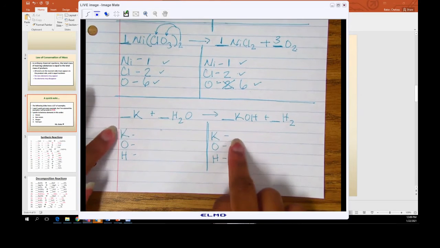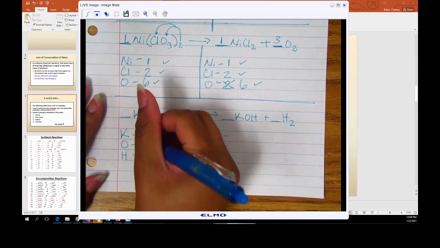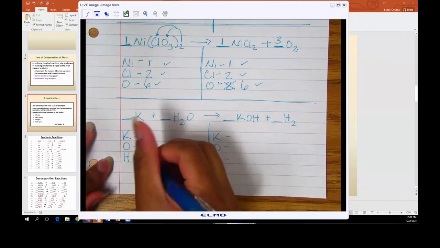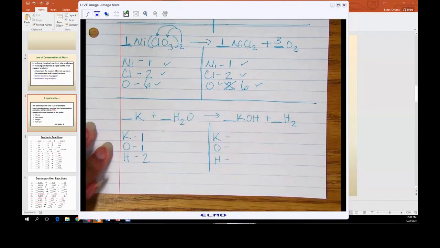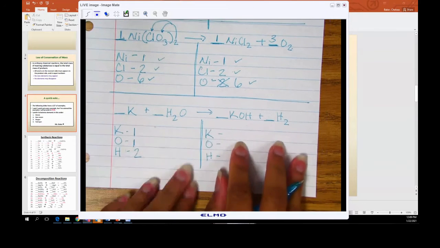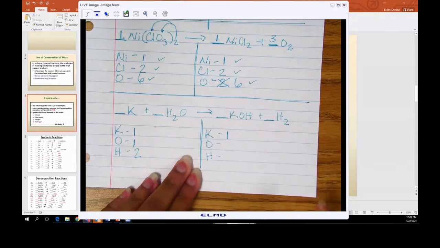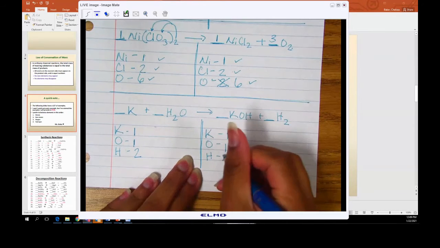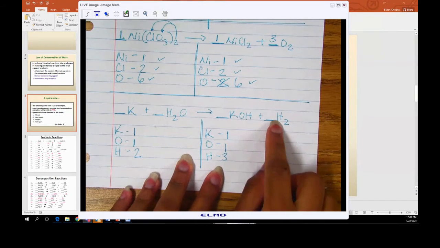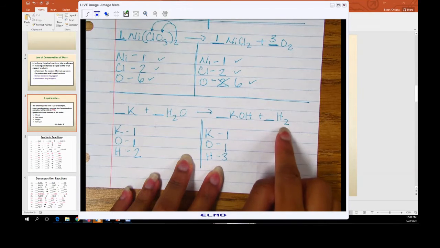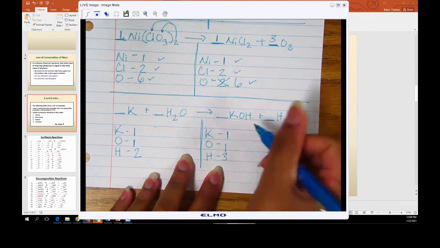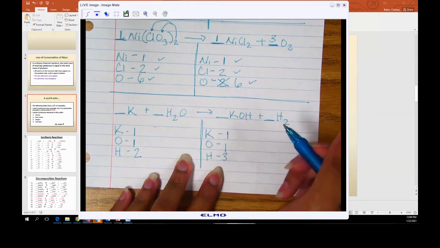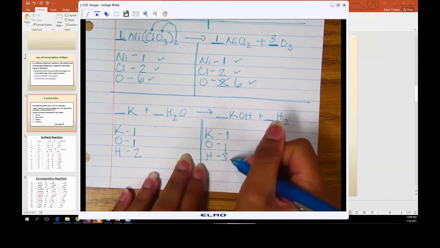Let me get my counts first. So let me figure out how many I have. I've got 1 potassium, 2 hydrogens, and 1 oxygen. And on the other side, I have 1 potassium, I've got 1 oxygen, and 3. So here's why I have 3. There's hydrogen subscript 2, there's 2, plus another one over here in the potassium hydroxide. It doesn't have a subscript, so there's just 1 of it. And 1 plus 2 is 3.